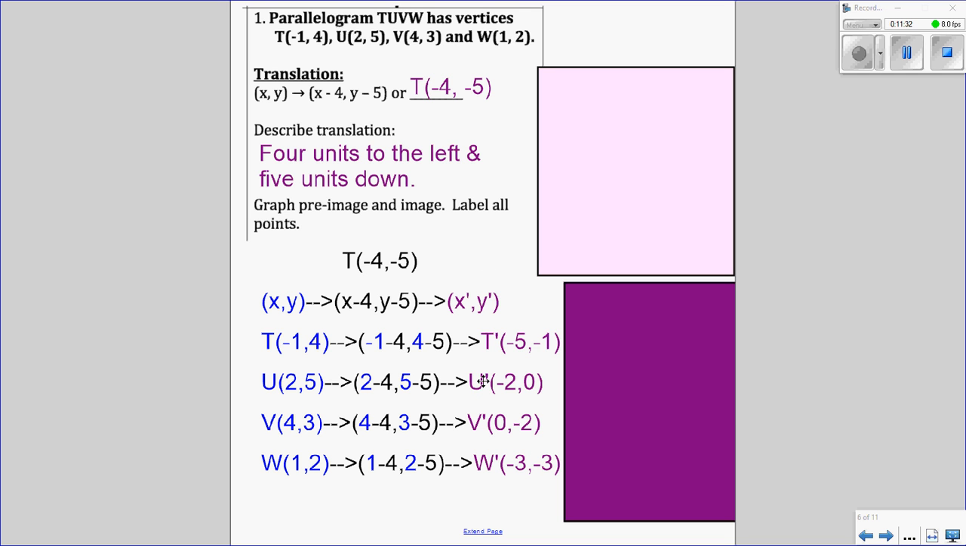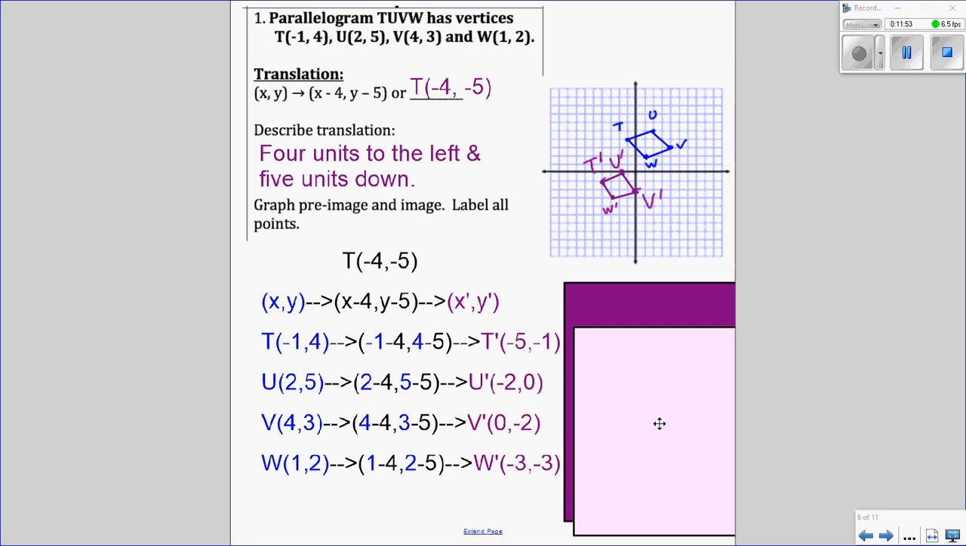And notice how I have prime. If you don't put prime, then you're going to confuse somebody if you have a point that's T and another point that's T. And if you were to tell somebody, oh, point T, which one? That's why you need to put the prime to distinguish. So after you've done all this simplifying and you get your new points, then you plot. You plot your original, your pre-image, and then the new image.